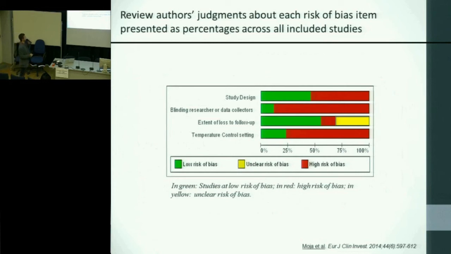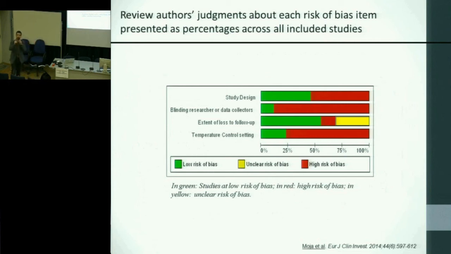So these are the judgments, and moving now on to the methods sections. These are the review authors' judgments about the risk of bias. This is the study design, the blinding, the extent of loss to follow-up, and the temperature control settings. Study design means: were these studies randomized, or was the selection of the intervention and control rats or animals done in alternative ways?